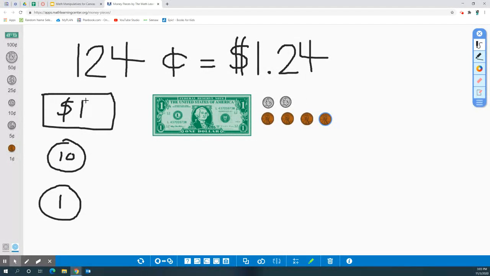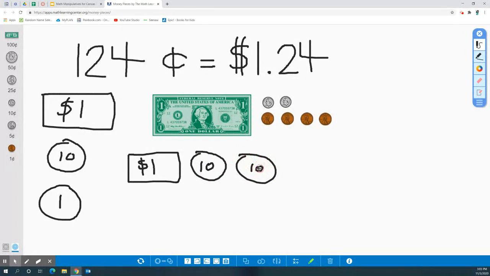If you were using these symbols, you would have your $1, your 10, another 10 for 2 dimes, and then you would have your pennies. So if you're drawing it and not using coins, it would look like this. If you're using coins, it would look like this.